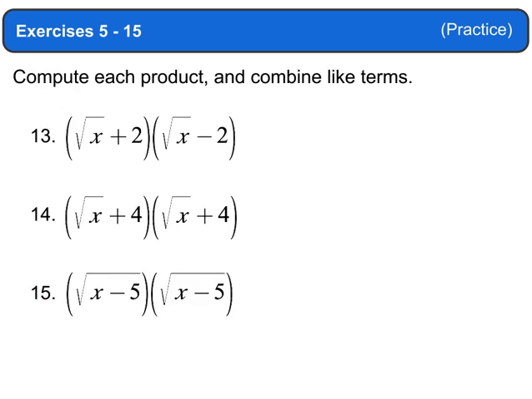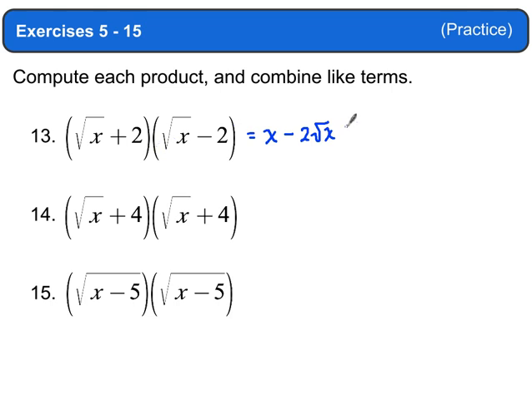In exercises 13, 14, and 15, this is traditional multiplying. This here is called a conjugate. It's a conjugate because you have a square root of x plus 2 and a square root of x minus 2. Notice the plus 2 and the minus 2 are not under the radicals. So when we multiply radical to radical, you're going to end up with an x. And then this one times this one is negative 2 square root of x.